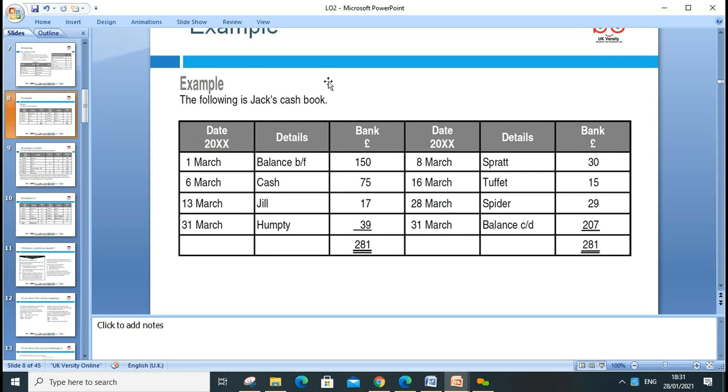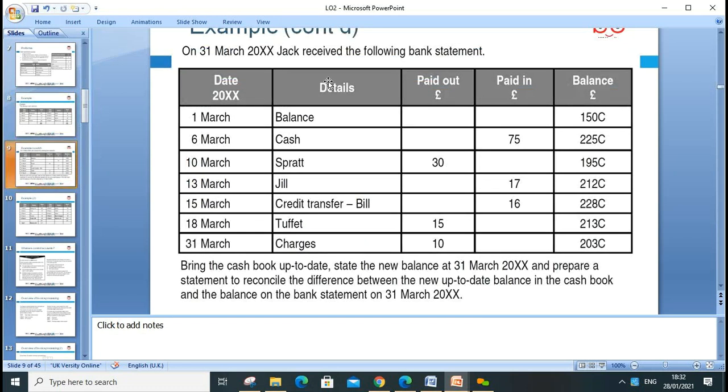So on the 6th, I deposited the cash. On the 13th, I received the check from Jill. Then on the 31st, Hempty gave me the check. That's my debit side and that's my credit side. I made the payment to Spider, so I minus from this side. I have 281. If I minus what I paid, my balance should be £207 in my bank account. So I'll compare with the bank.